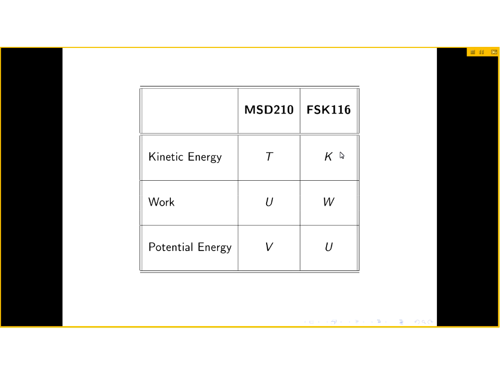Now in the physics course, you use the symbol capital K to indicate kinetic energy, a scalar quantity. In the dynamics course, we're going to use a capital T. Now, why do we use a different symbol? You need to understand that the symbols that are used in presentations of modules are primarily determined by the handbook that is used in the presentation of the module. And of course, we're using a different handbook in MSD 210 than you did in the FSK 116 module. So you now need to make the switch of symbols.